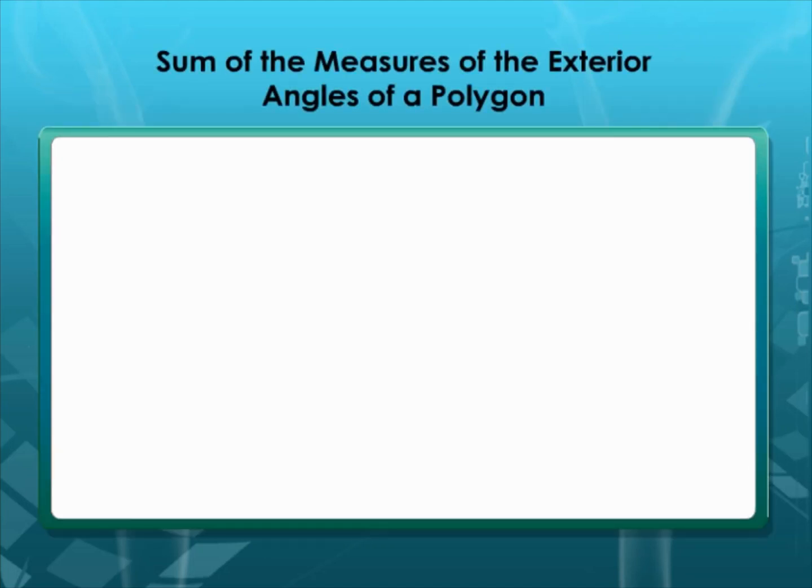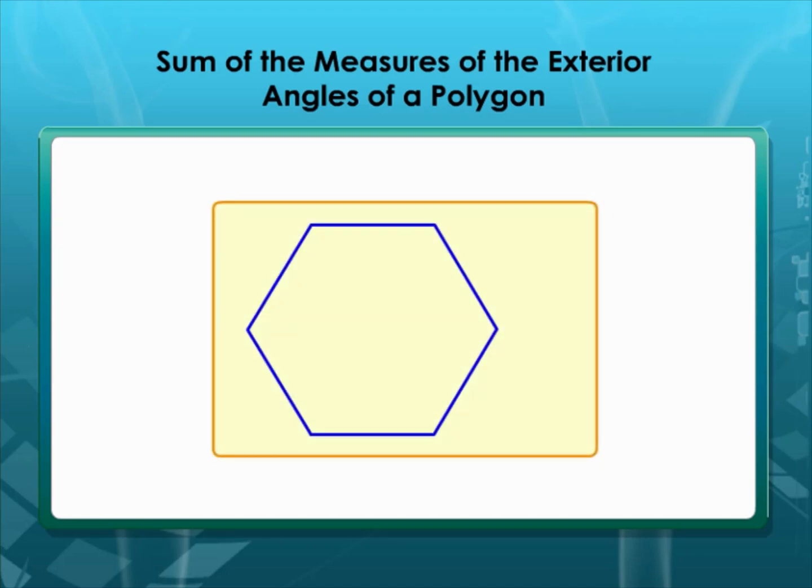Sum of the measures of the exterior angles of a polygon. Consider the polygon. Two exterior angles can be formed at each vertex of a polygon. The exterior angle is formed by one side of the polygon and the extension of the adjacent side as displayed here. It is important to note down angle 1 and 2 are exterior angles for that vertex. Be careful as angle 3 is not an exterior angle.